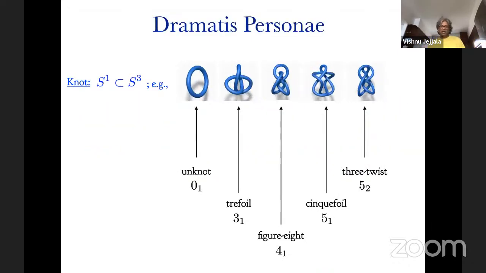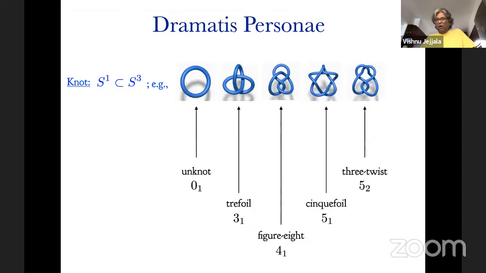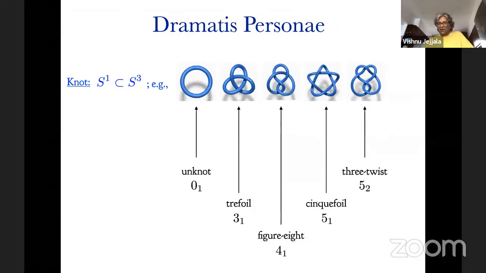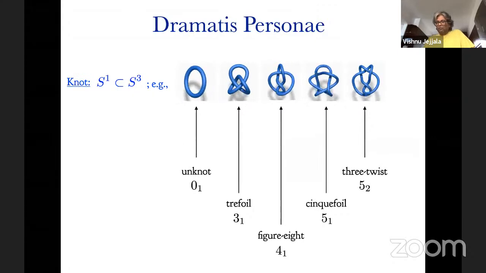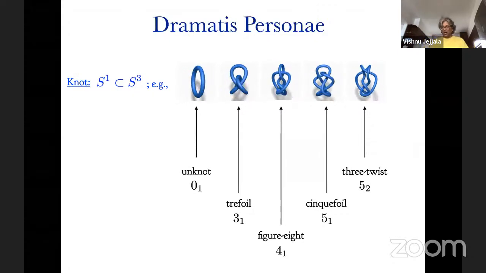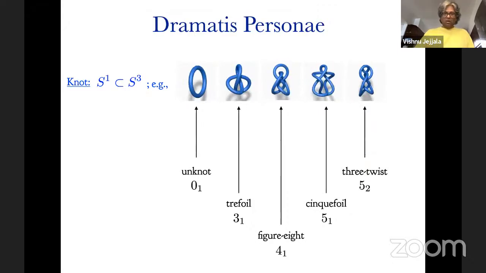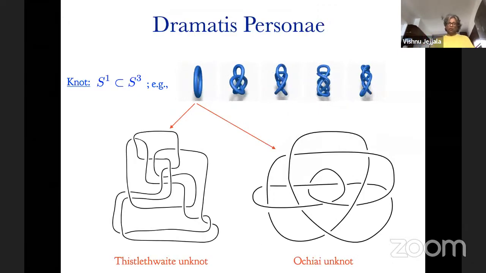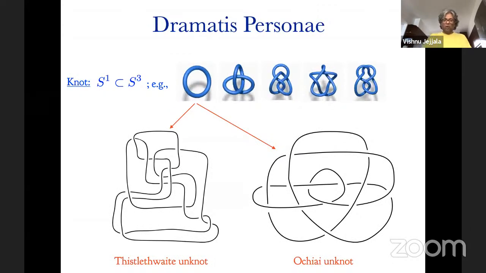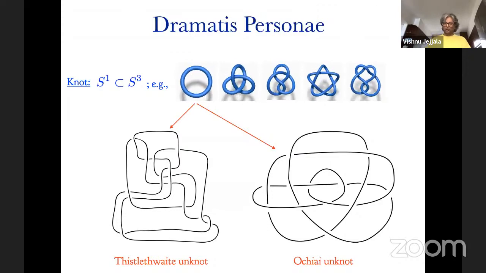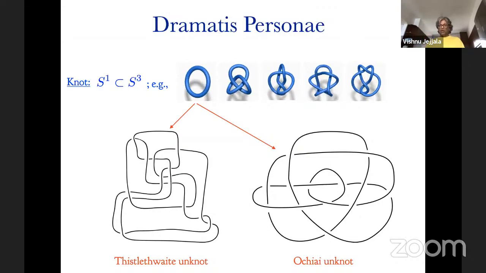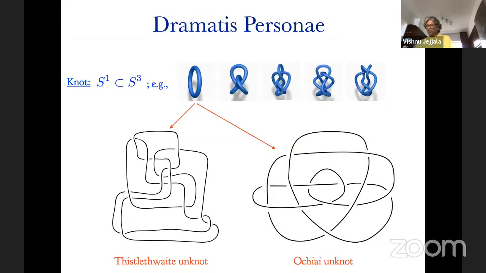The idea is that knots are S1s embedded in S3. And here are some very simple knots, the unknot, the trefoil, the figure eight, the cinquefoil, and the three-twist knot. These knots can be drawn in many different ways. So the unknot, for example, here are two drawings of the unknot, and just by staring at it, you don't realize immediately that this is the unknot.